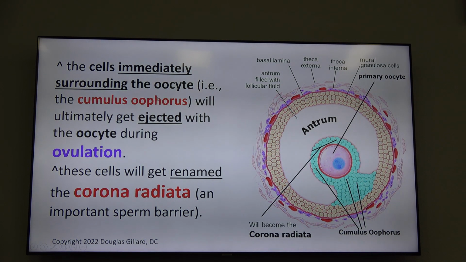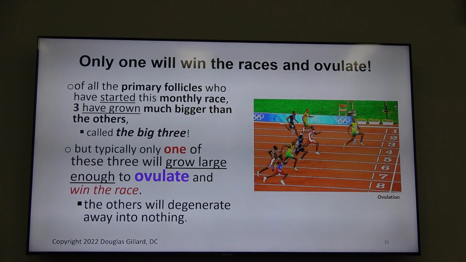Okay, we said that the cells immediately around the oocyte are the cumulus oophorus. These will ultimately get ejected, as I just said. So this layer right here goes with the oocyte during ovulation to protect it. This layer, the mural granulosa, stays behind, so it is not going to be ejected from the ovary. We said they're going to be renamed into the corona radiata. That's the first barrier. We'll look at that next time.